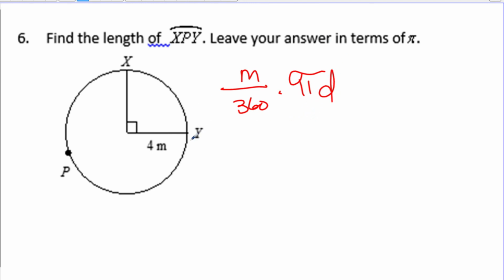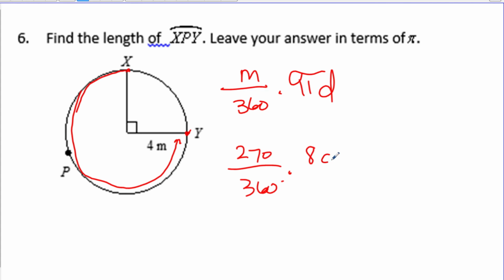So I'm going to look at this, and you need, again, to be very careful. This says XPY. That means start at X, travel in the direction of P, and end at Y, which means they actually want this arc here, the major arc, right, not the minor arc. We're going that way around, okay? So I'm going to say, how many degrees is that? Well, if the short way is 90, the long way is 270 out of 360, okay? And my diameter, if my radius is 4, my diameter would be 8, okay? So this actually, I'm sorry, 8 pi, not 8d, okay?